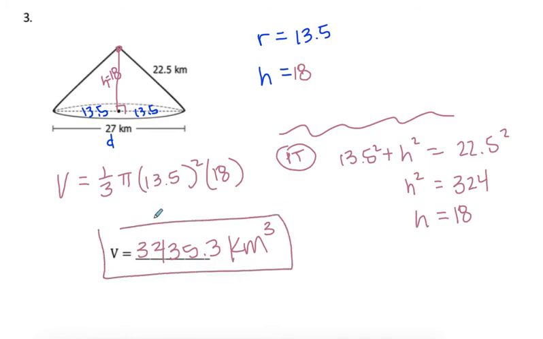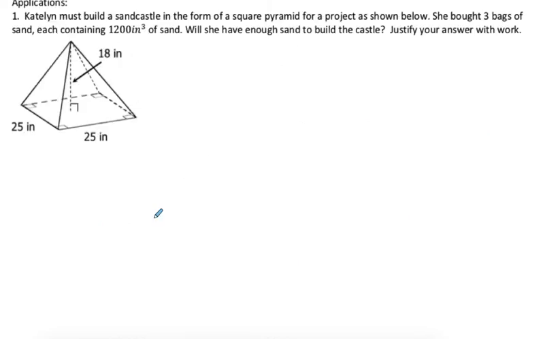As we're looking at this one, we want to make sure that we are able to apply when we have a pyramid versus a cone, and making sure that we have those correct here. And so our last one is an application. It says, Caitlin must build a sandcastle in the form of a square pyramid. So they're telling us the base is a square. She bought 3 bags of sand containing 1,200 cubic inches of sand. Will she have enough sand to build this castle? Justify your work with answers.